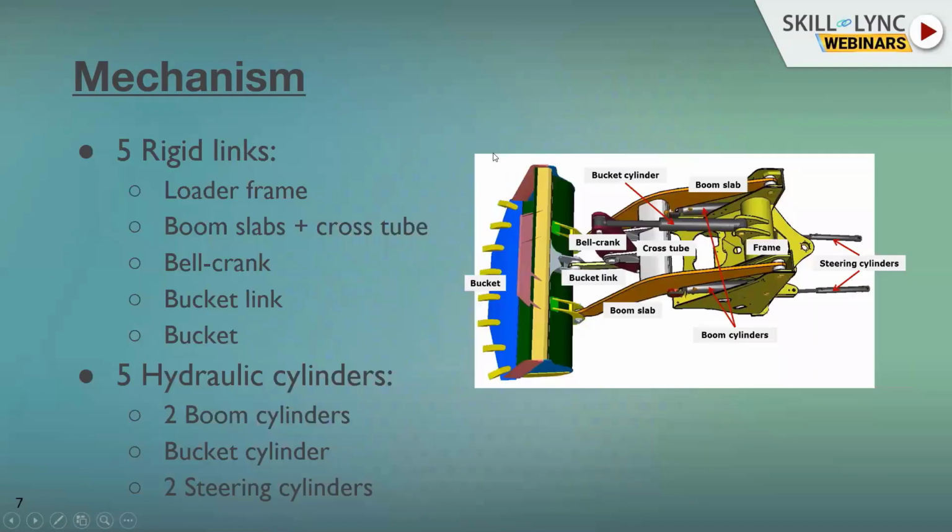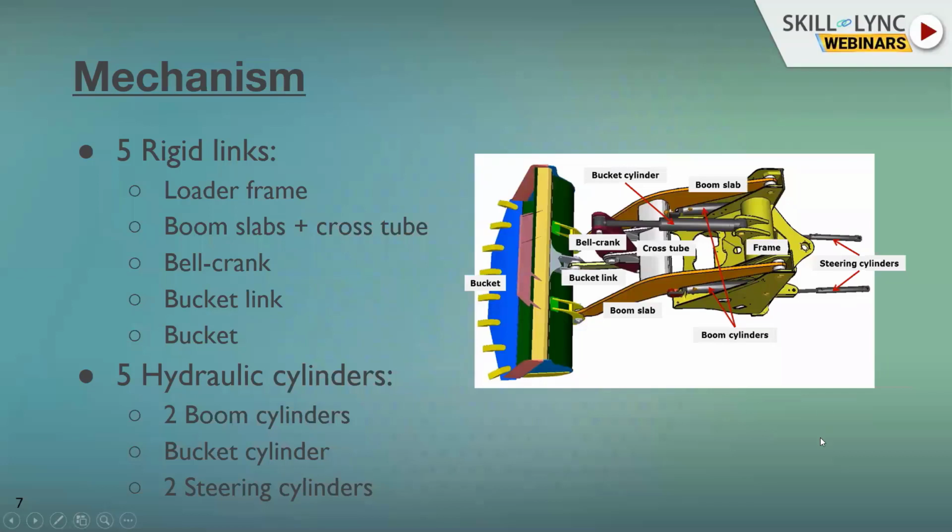Now let's understand this mechanism further. It essentially has 5 rigid links. As I told you in the previous slide, one is the loader frame, then the boom slabs plus the cross tube. The cross tube gets welded onto the boom slab, so it can be considered one rigid link. We have a bell crank, a bucket link, and a bucket. So it has 5 rigid links, and we have 5 hydraulic cylinders. These are the 2 boom cylinders on either side, then a bucket cylinder in the middle, and 2 steering cylinders.